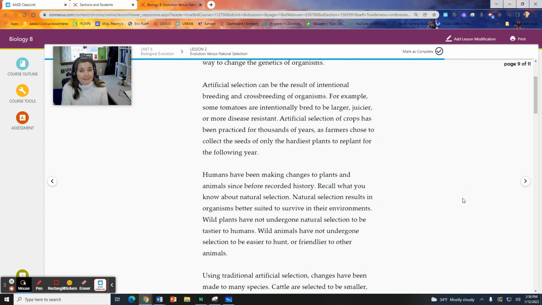We also select for things that help these vegetables and fruits to stay fresher longer once they're harvested, right? So that they can be picked and sent to grocery stores and they're not decomposing by the time they get there. So that's artificial selection. And it's essentially replicating nature, right? We're taking traits and we're only breeding those that have the traits that we want.